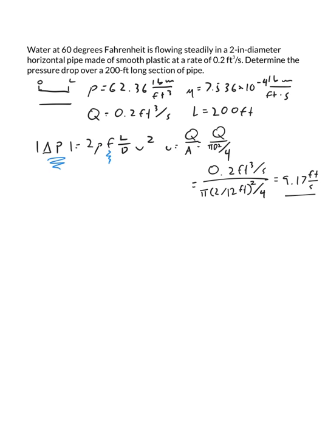From there, we can get the Reynolds number, which we'll need to get our friction factor. Reynolds number in this case is, well, in all the cases, always and forever, rho U D over mu.